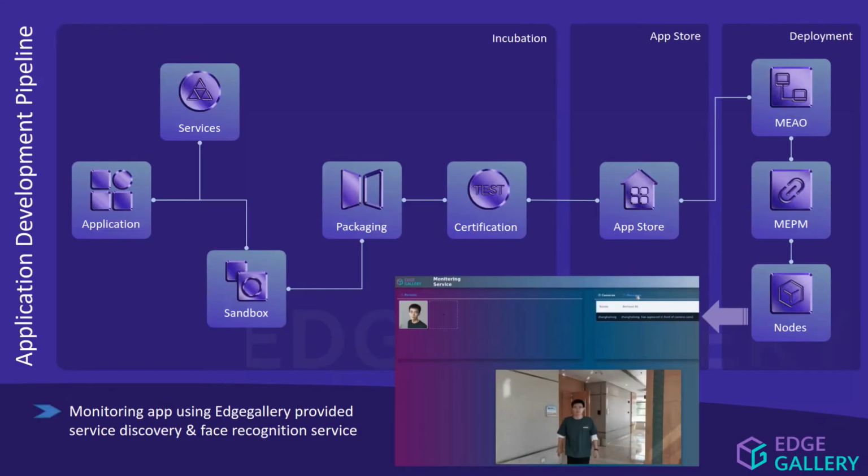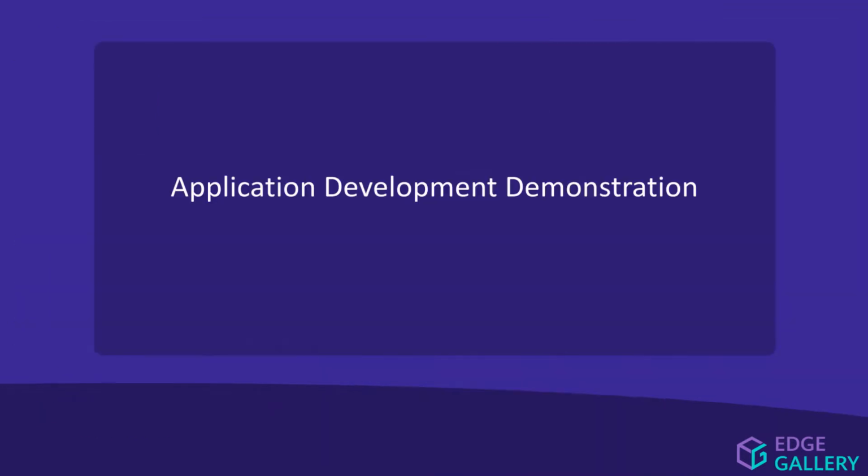This demo is going to demonstrate application development pipeline with the help of a monitoring application. Monitoring application is meant for video surveillance. It detects and notifies presence of given persons at specified locations. Monitoring application uses two EdgeGallery services. First is AI-based face recognition service for detecting a person face in a given camera feed. Second is service discovery to obtain face recognition service endpoints. We will now proceed with the demonstration.